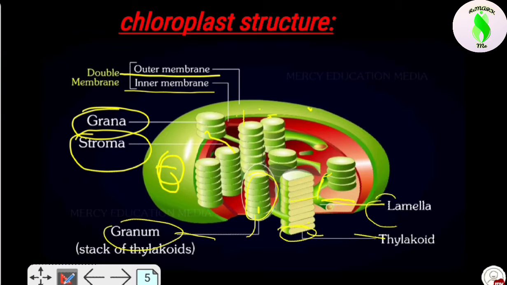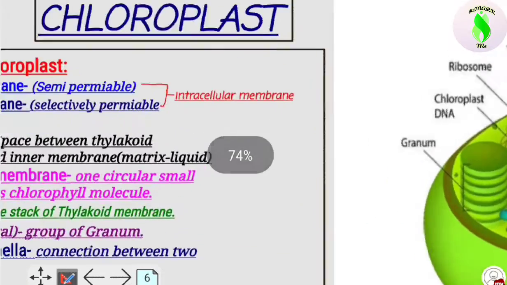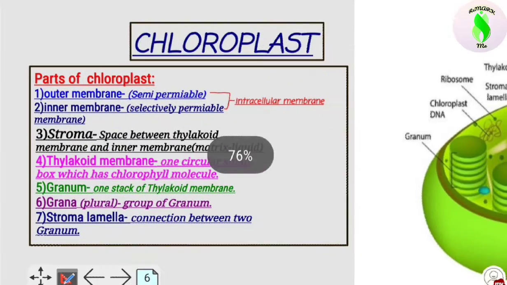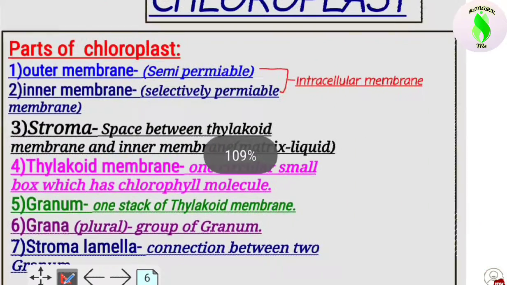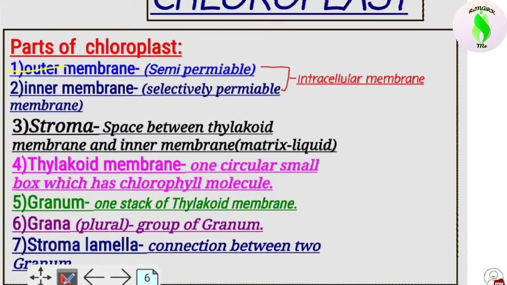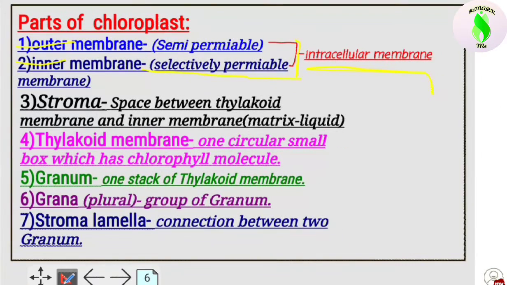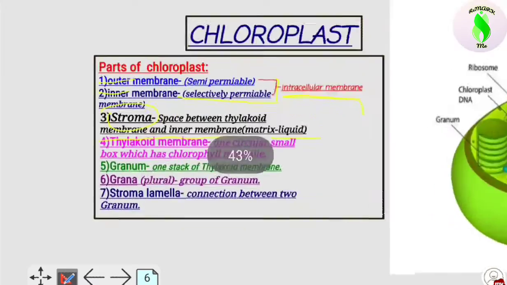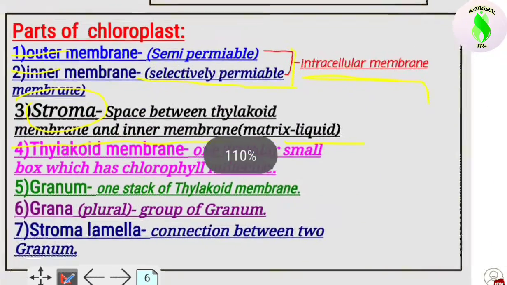Now see the topics of the chloroplast, what the parts of the chloroplast are. First is the outer membrane, that is semi-permeable in nature. Second is the inner membrane, that is selectively permeable, and the space between the outer membrane and the inner membrane is known as the intermembrane space. Now the third part is stroma. What is stroma? The space between the thylakoid membrane and the inner membrane is known as stroma, that is the matrix of the chloroplast. That is liquid in nature.